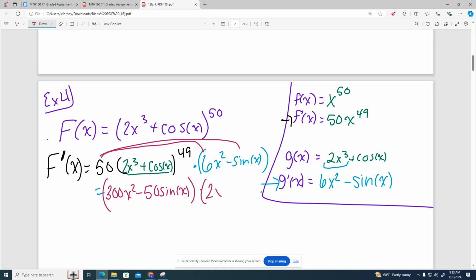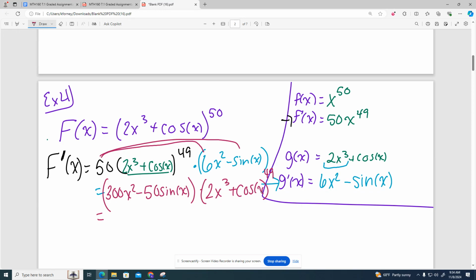So see how it doesn't really do much. Because if you foiled it, then it would simplify. But you would have to do that to the 49th, you would have to multiply that 48 times. Yes, that is true. Less to type.